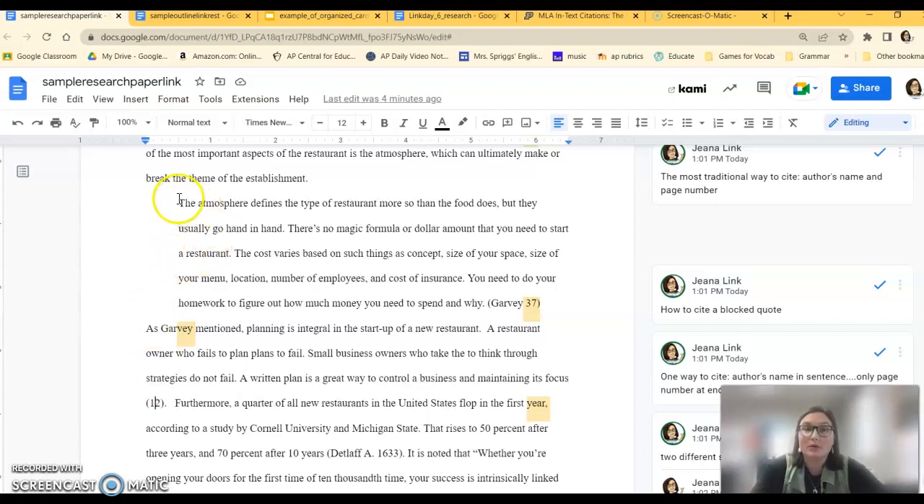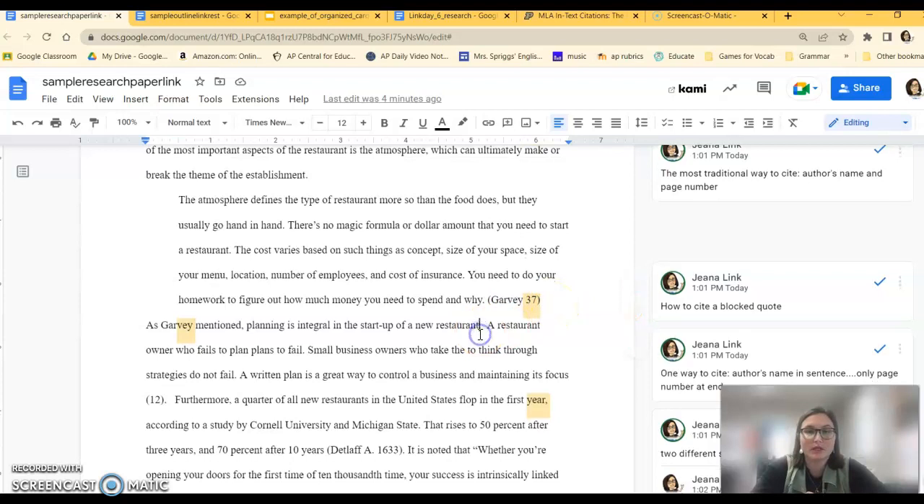Another thing to remember, when you cite your block quotes, it's going to look a lot different. You're not going to have quotation marks around your block quotes. You're going to put your period at the very end of the quotation itself. And you're also going to have your author's name and page number, but no period at the end. Okay, so it's just a review.